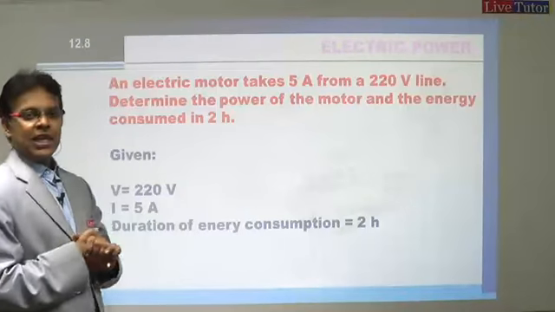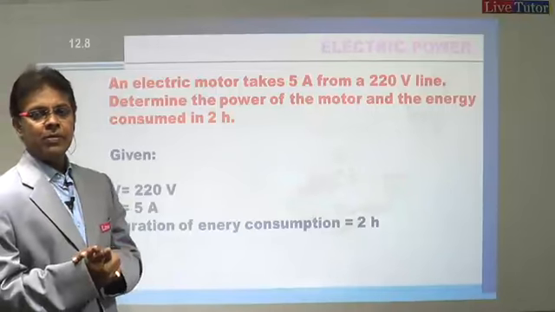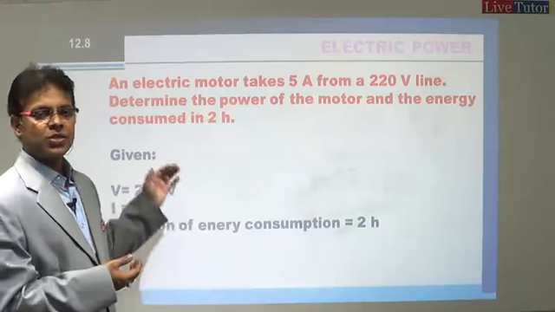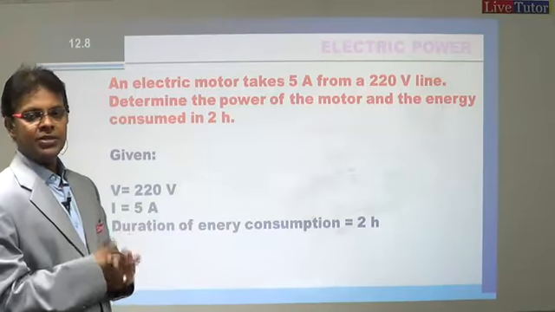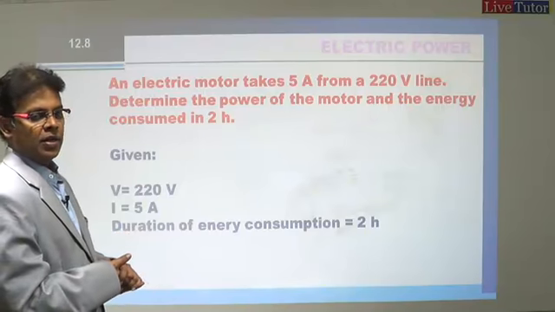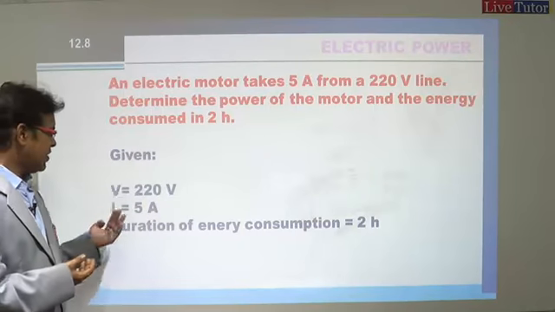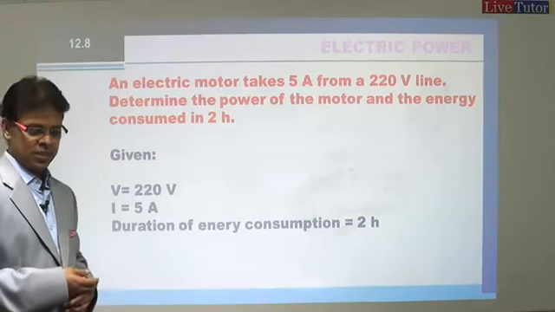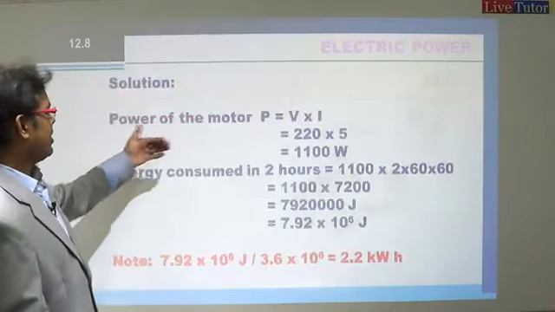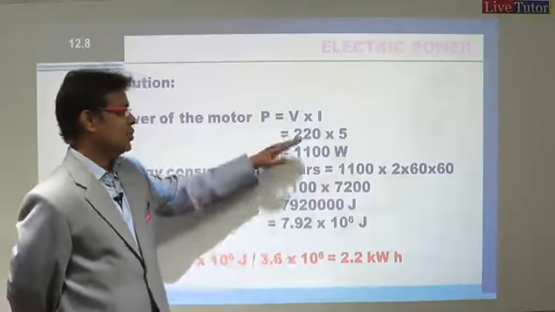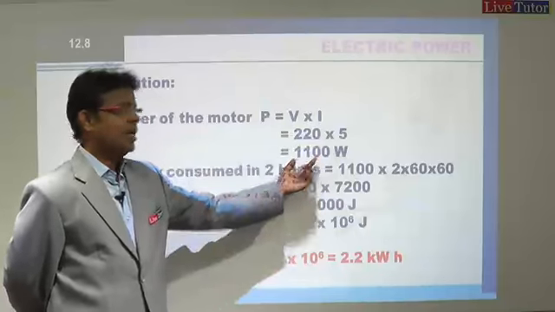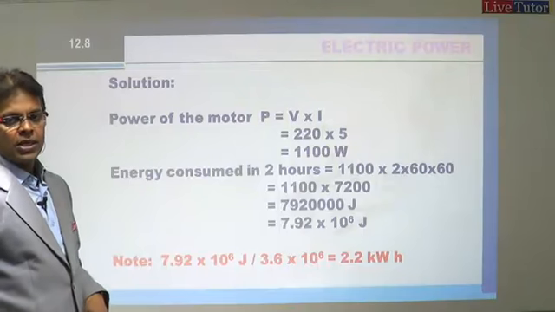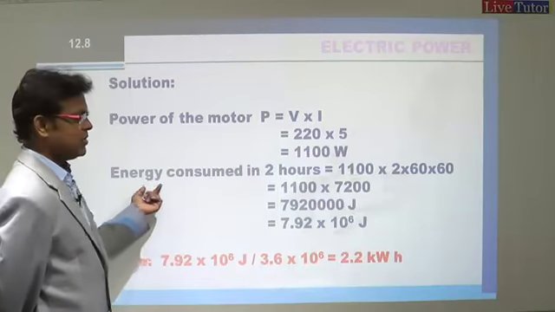Next, an electric motor takes 5 amps current from a 220 volt line. They are asking you to calculate the power of the motor and the energy consumed in 2 hours. Power and the energy you have to calculate, right? We know that voltage is given, current is given, and the duration of power consumption is given, 2 hours. Power you can easily calculate: P is equal to V into I, 220 into 5, which is nothing but 1100 watts.